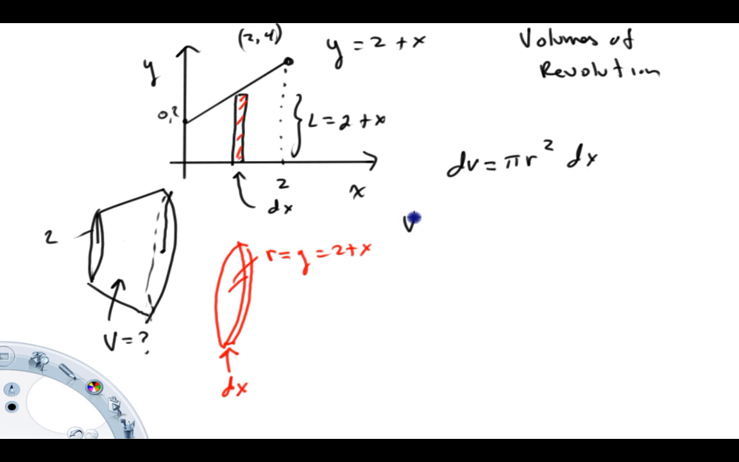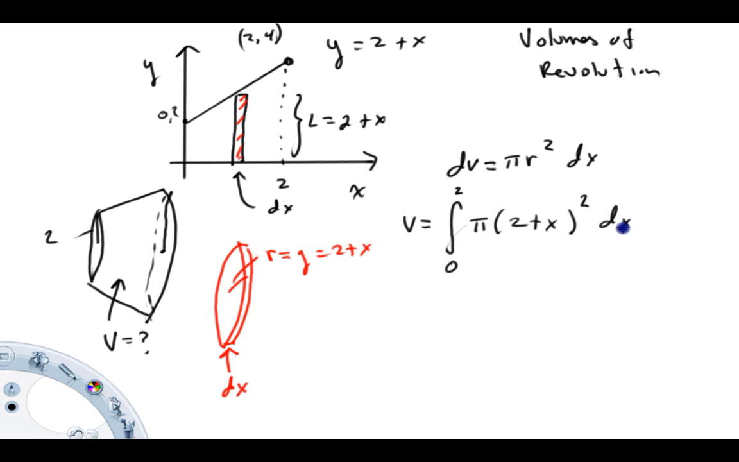The total volume, then, we would get by adding these all up. So we're going to integrate, and since I'm looking here, we're integrating with respect to x. x is starting at 0 and going to 2. So we're going to have the integral from 0 to 2 of pi r squared. Now I'm going to look here. r is equal to 2 plus x. And again, that's being squared, times dx.